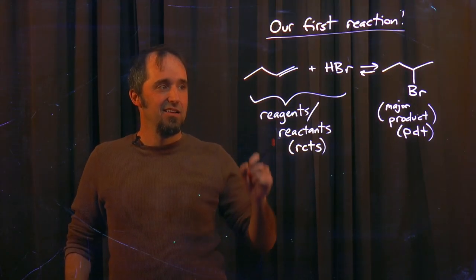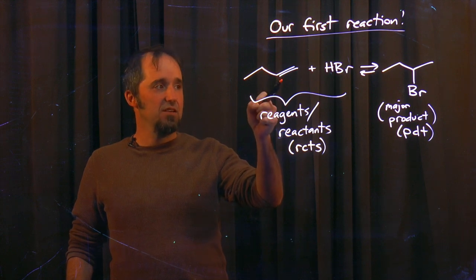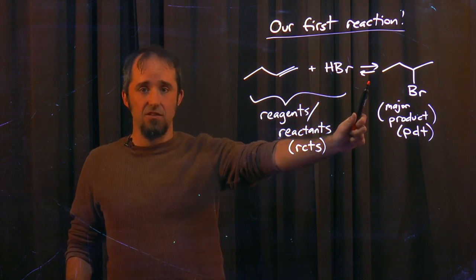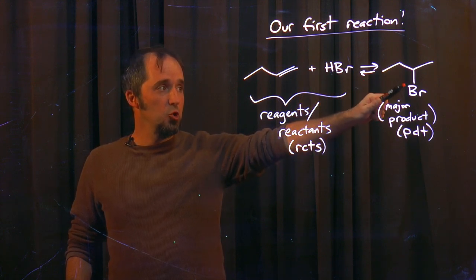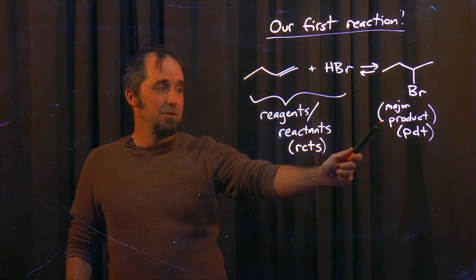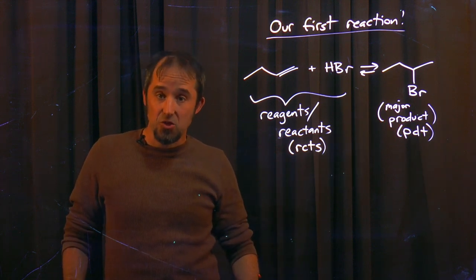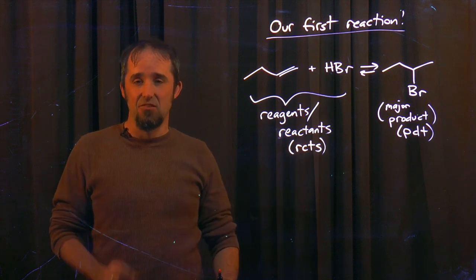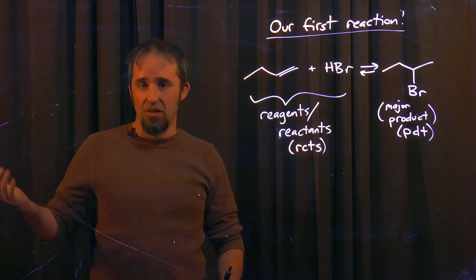Here we've got an alkene, 1-butene, reacting with HBr, hydrobromic acid, in a reversible reaction to give 2-bromobutane as the major product. So by major product, I mean that most of the product will be this. I'm not saying that there's not little bits of some other thing.